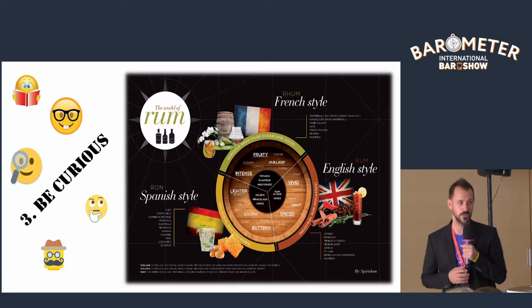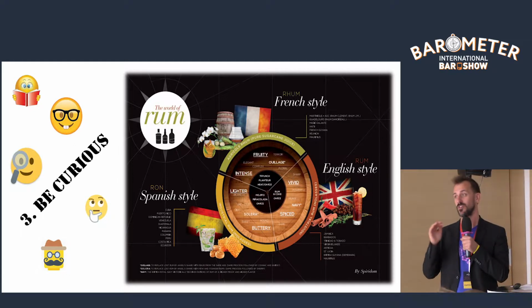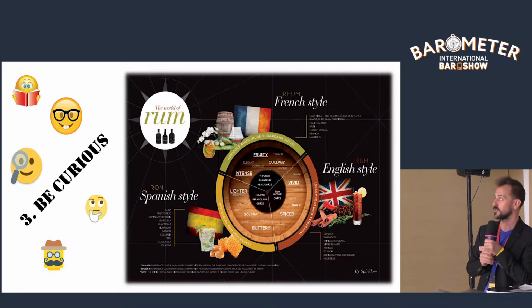And you have to be super curious, especially if we're talking about rum, because rum is one of, or it is the most diverse spirit category.